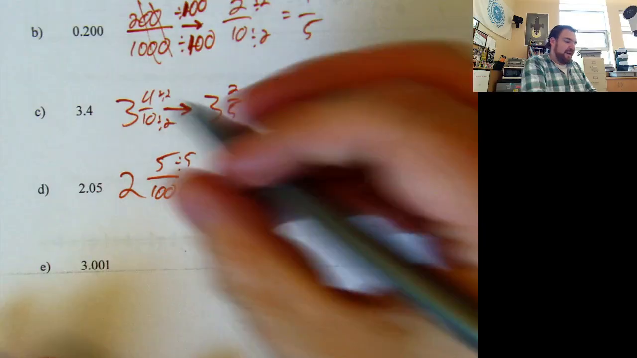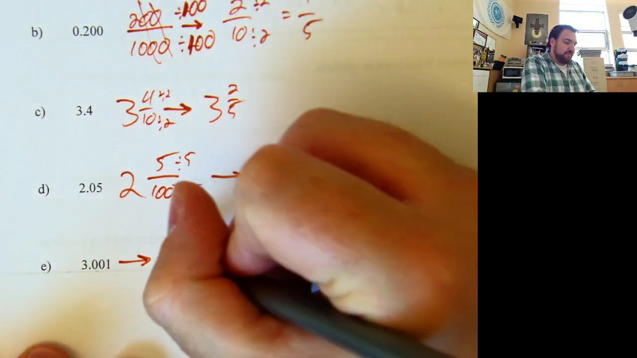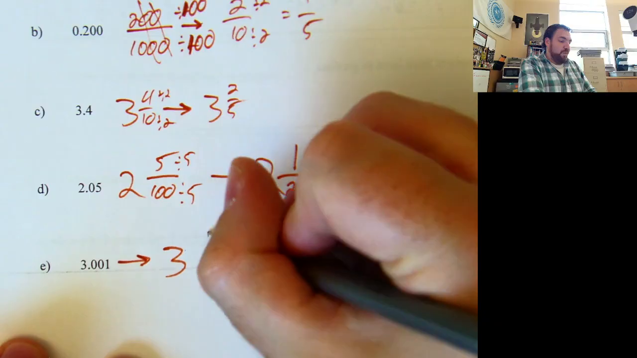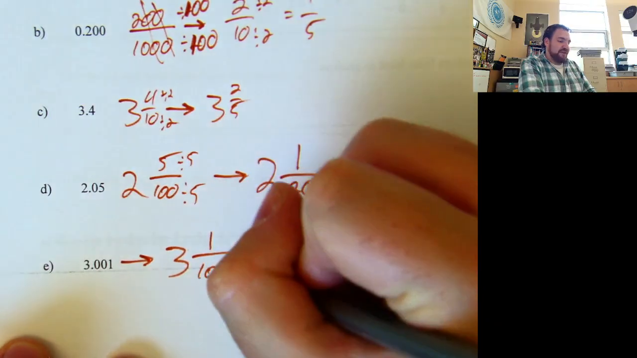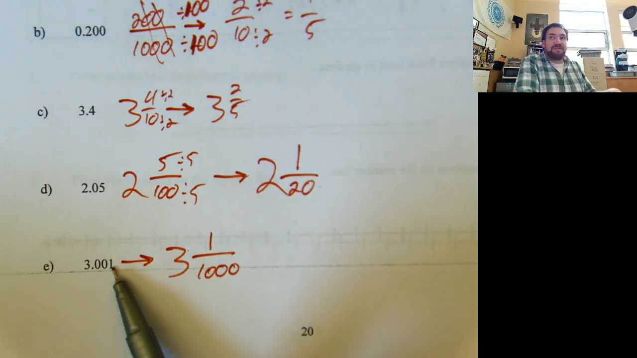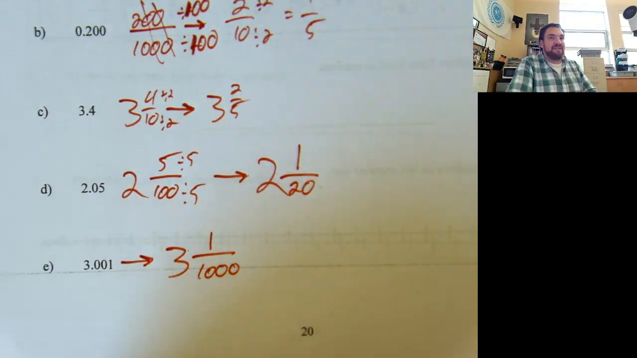And the last one, the whole number stays out front, and what's the fractional part going to be? 1 over 1,000. Because the 1 is in the, not the tenths, the hundredths, the thousandths spot, and 1 is not divisible by anything other than itself, so you're done.